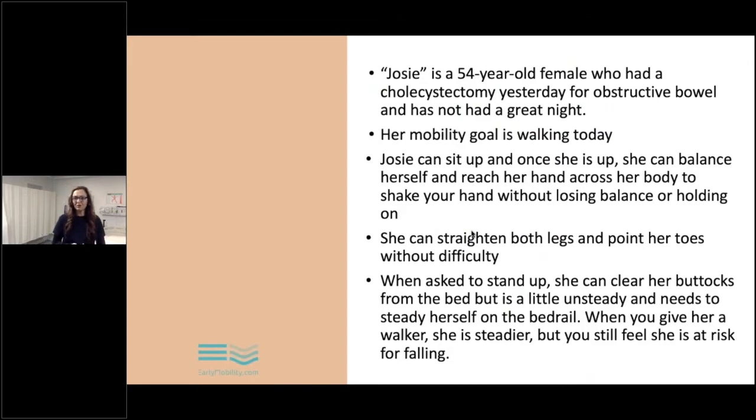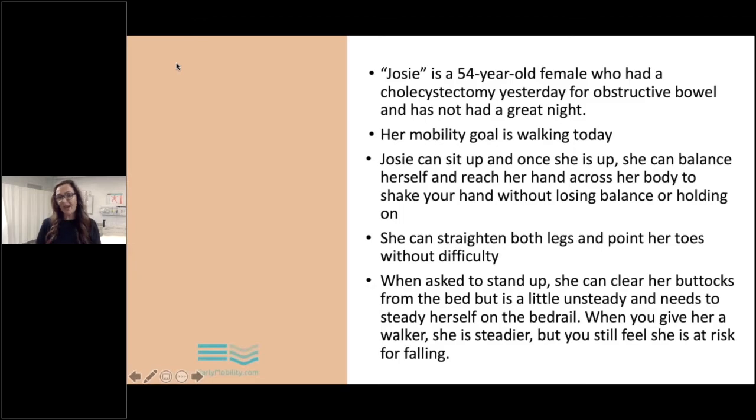Josie is a 54-year-old female who had a cholecystectomy yesterday for obstructive bowel disease. She has not had a great night. Her mobility goal is walking. She can sit up, and once she's up, she can balance herself and reach her hand across her body without losing her balance or holding on. She can straighten both legs and point her toes without difficulty. When you ask Josie to stand up, she can clear her buttocks from the bed, but is a little unsteady and needs to steady herself on the bed rail. When you give her a walker, she is much steadier.